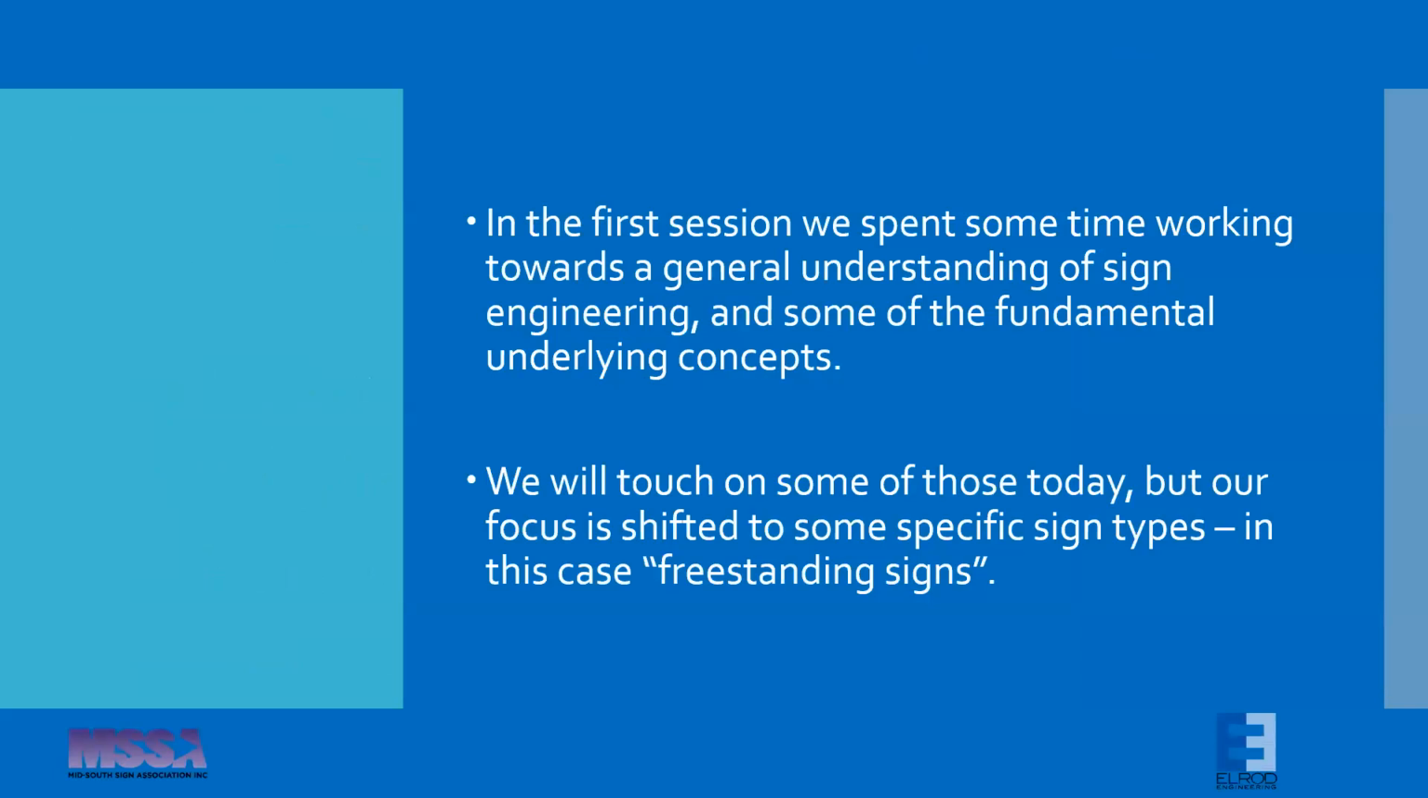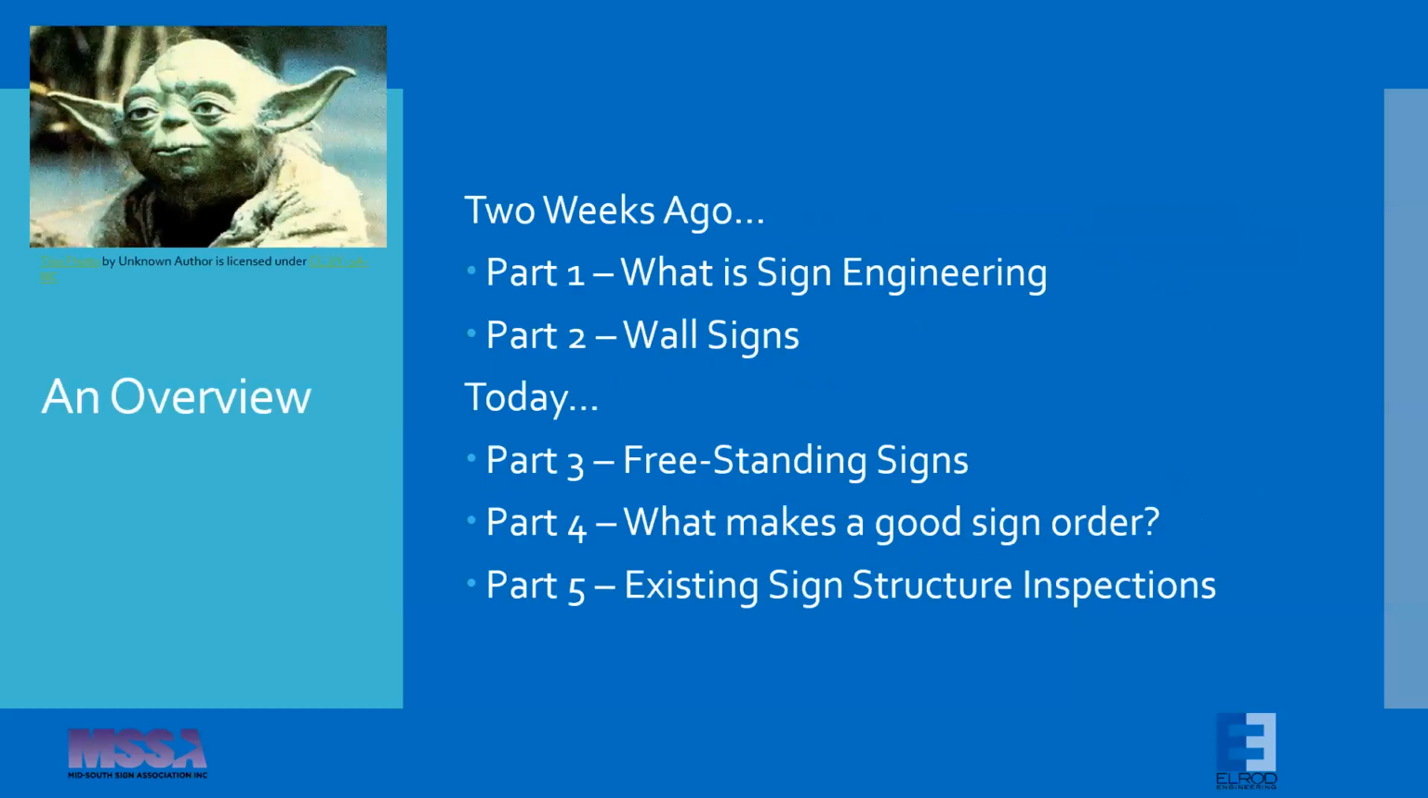In the first session, we spent a little bit of time working towards a general understanding of engineering principles, some of those fundamental underlying concepts. We'll touch on some of those today, but our focus is shifting to more specific sign types, in this case, freestanding signs. So, 2 weeks ago, we talked about sign engineering in general and wall signs. Specifically today, we'll get into freestanding signs, what makes a good sign order, and existing sign structure inspections. This last topic is something that's increasingly becoming important to our clients and comes up more and more. So we've got a good format and wanted to share that with you.